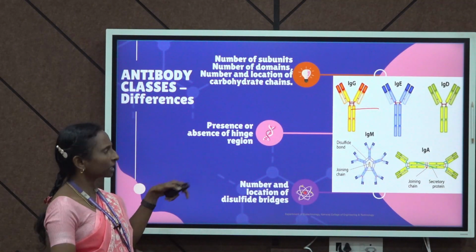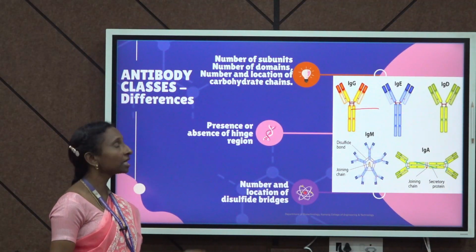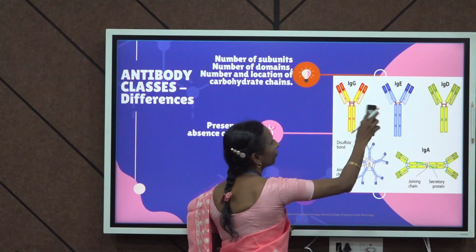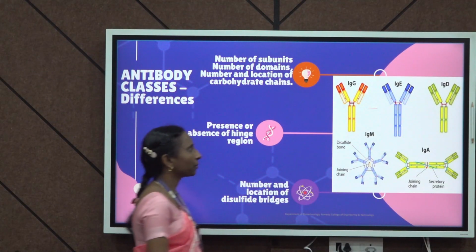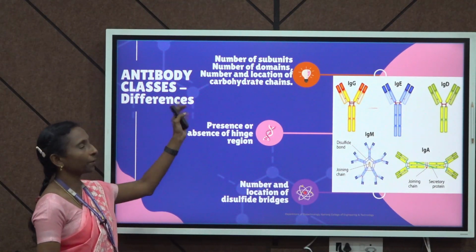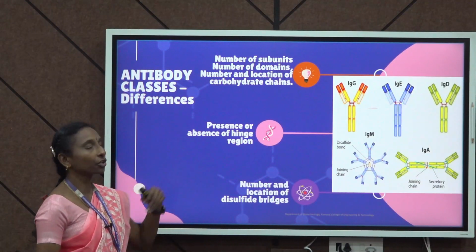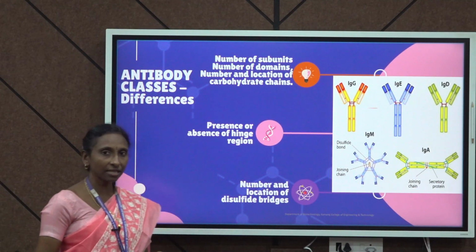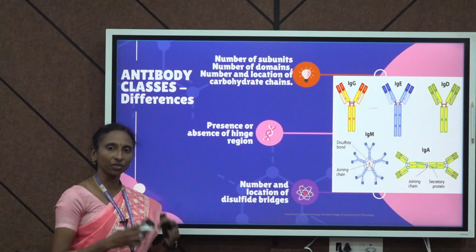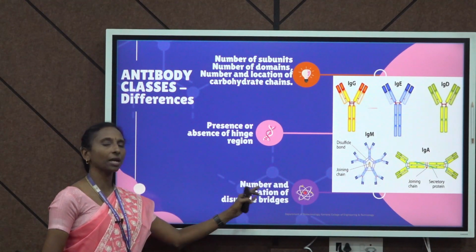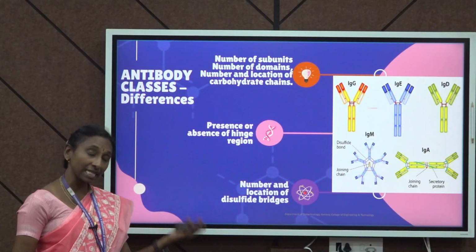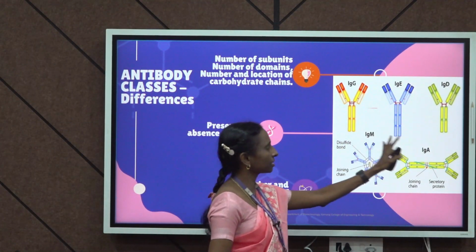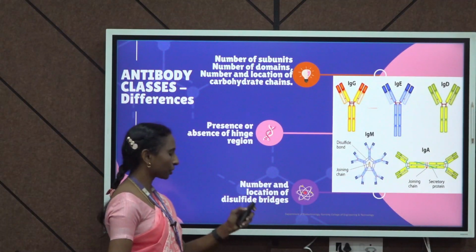So, we saw that there are 5 classes, right? So, what are the differences? How are they different from each other? If you overall look at the structure of any antibody, the differences lie in the number of subunits present, the number of domains present, the number and location of various carbohydrate chains that are available, the presence or absence of the hinge region, and also the number and location of different disulfide bridges available in an antibody structure. So, structurally this is how different antibodies look like.